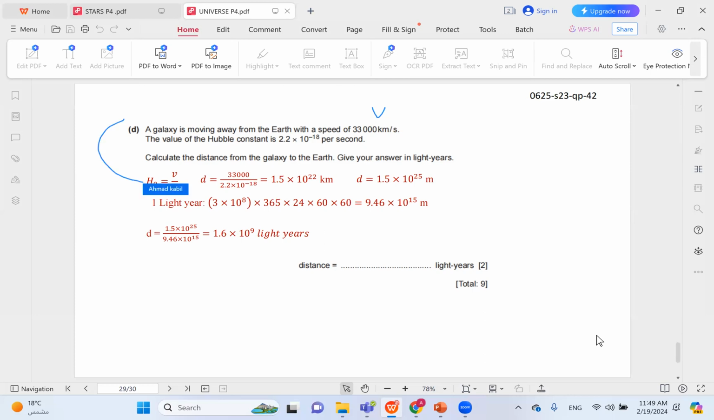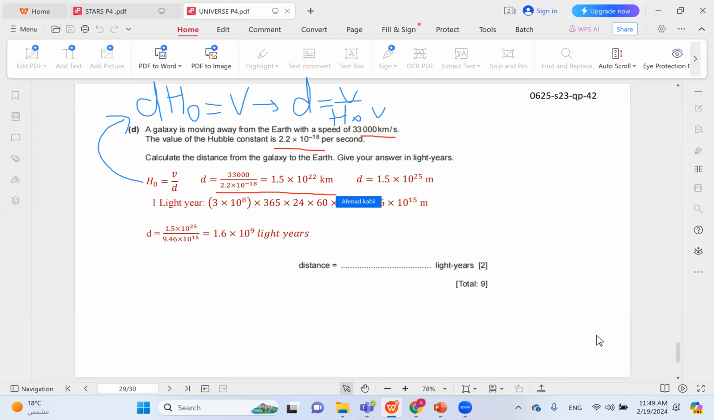So we can rewrite the equation here. We take the D to the left. So D H naught equals V again. So D equals V over H naught. We have the V, 33,000 kilometers per second, and the value of the Hubble constant is this number here. If we divide them by each other, we get 1.5 times 10 to the power of 22 kilometers. You can multiply by 1,000 to get the distance in meters.